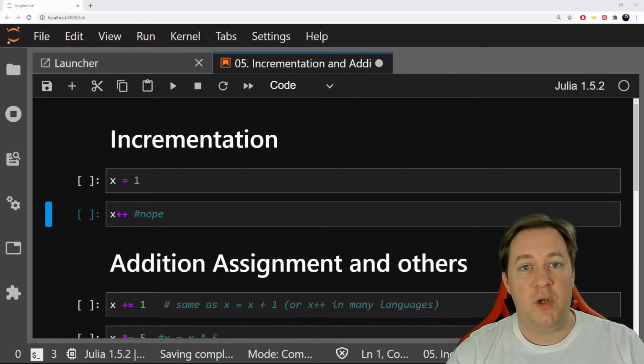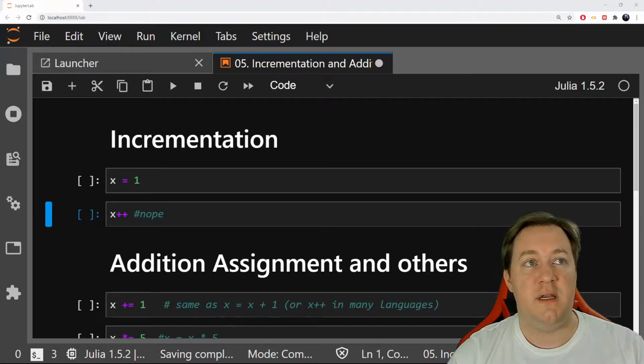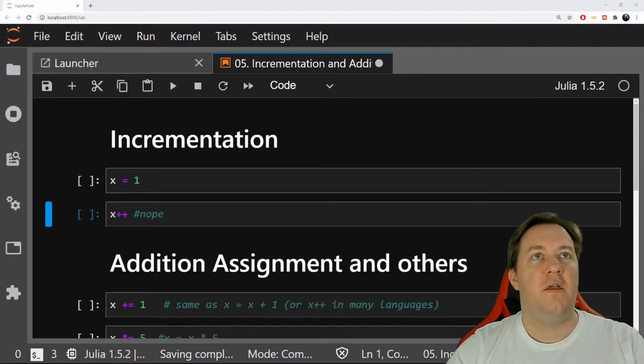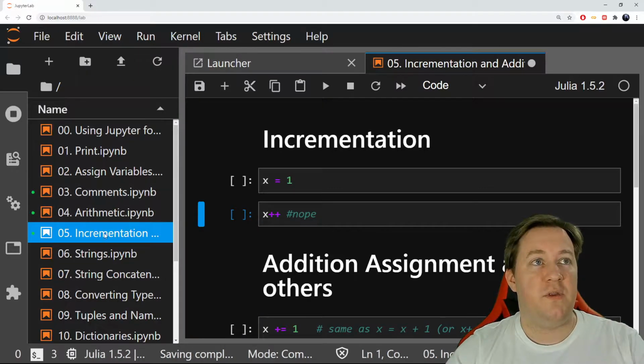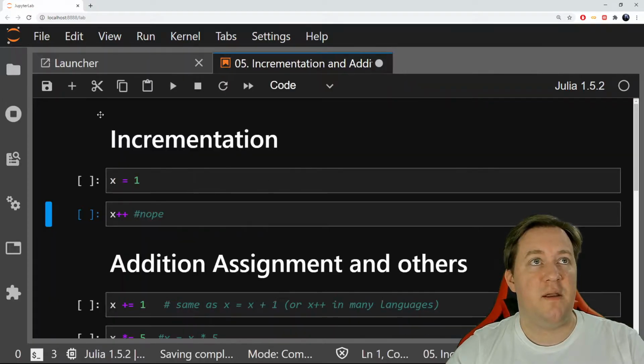In this video, we'll look at incrementation in Julia and also addition assignment and other assignment. So why? You'll see that very fast. First, look that we are in notebook number 5, incrementation and addition assignment.